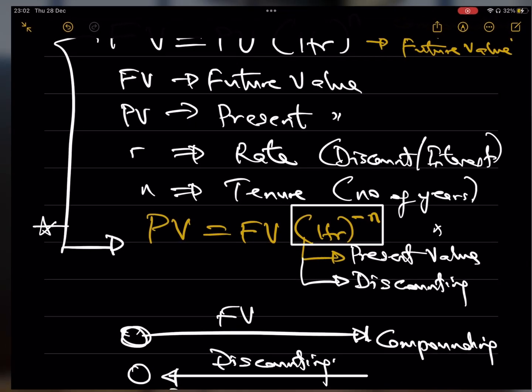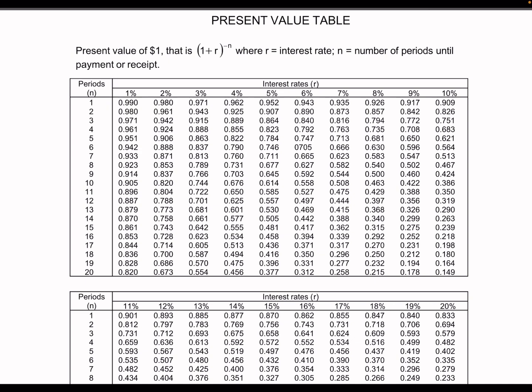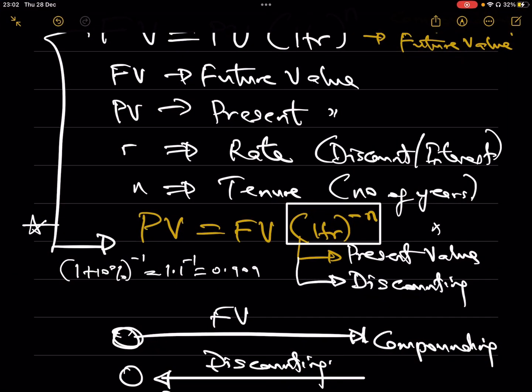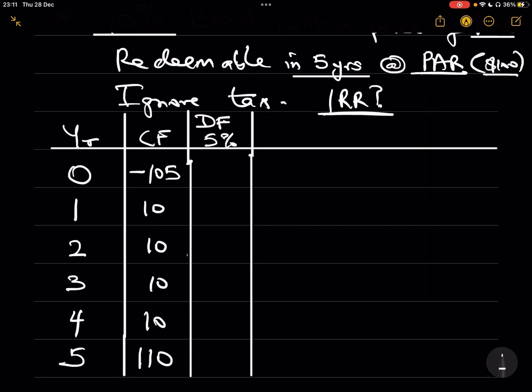If you use this formula, r is the rate, so that will be 10%. So that's 1 plus 10%, and the year is 1, so raised to the power minus 1. That is 1.1 raised to the power minus 1, which gives you 0.909, and that is what you have on the table here. So instead of doing all the calculation for the items in this box, you should always use your present value table. It makes it faster. So the discount factors will always come from the present value table. That makes it faster and easier for you.